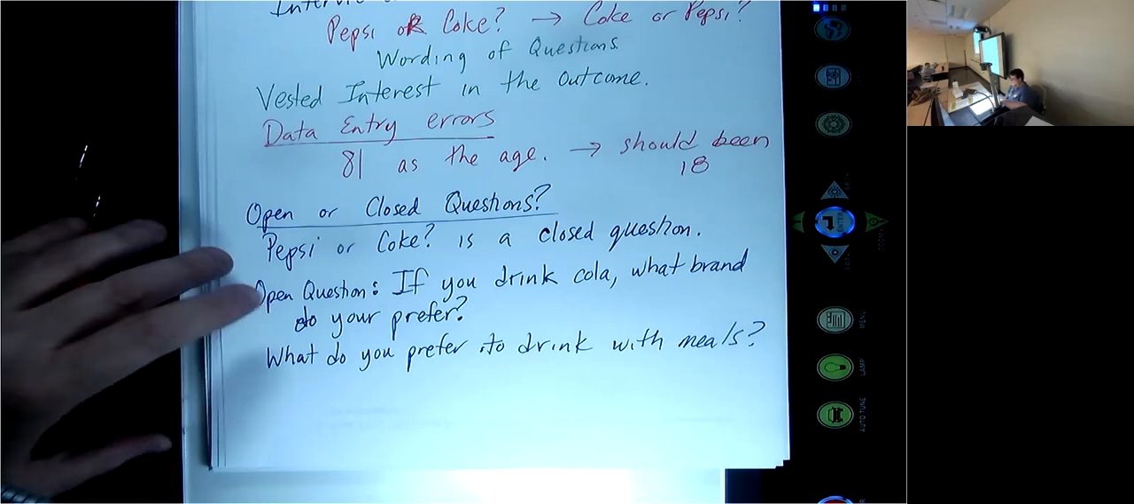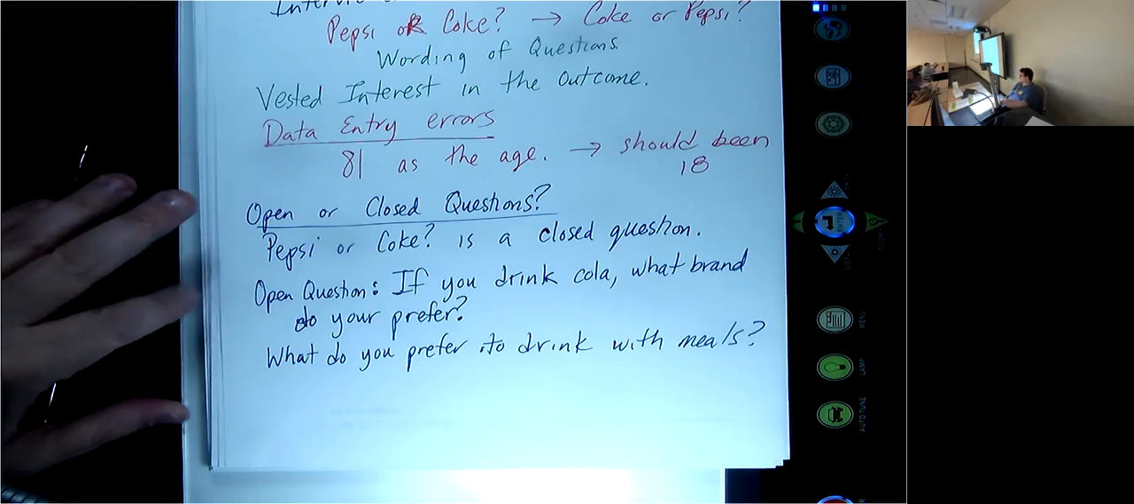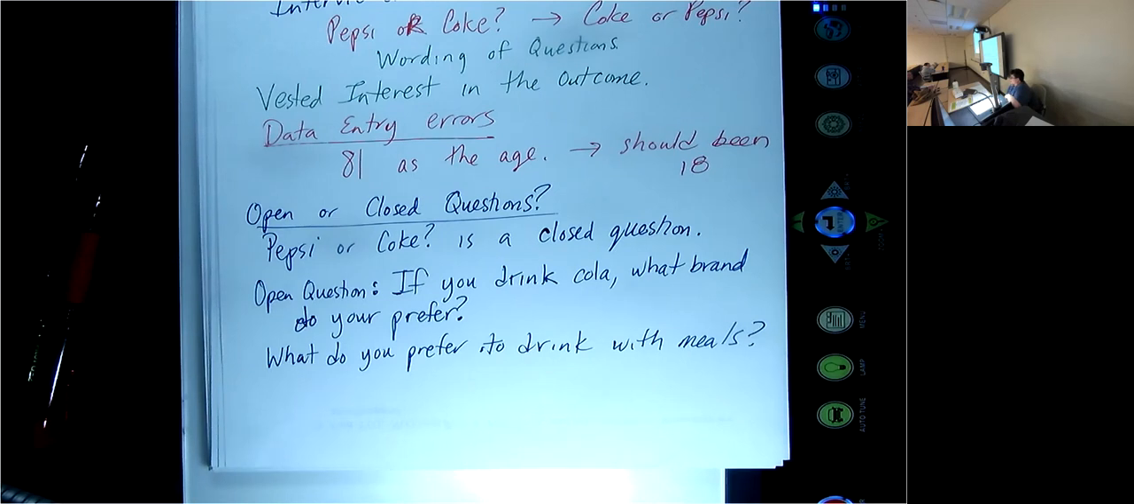So there are pros and cons to those questions. Pepsi versus Coke, you're going to get two answers. They're probably pretty easy to add up. It's either in this column or the next column. Even if you do something like, if you drink cola, what brand do you prefer? How many different soda brands are there out there? Make sure you throw in all the generics. There's a lot.